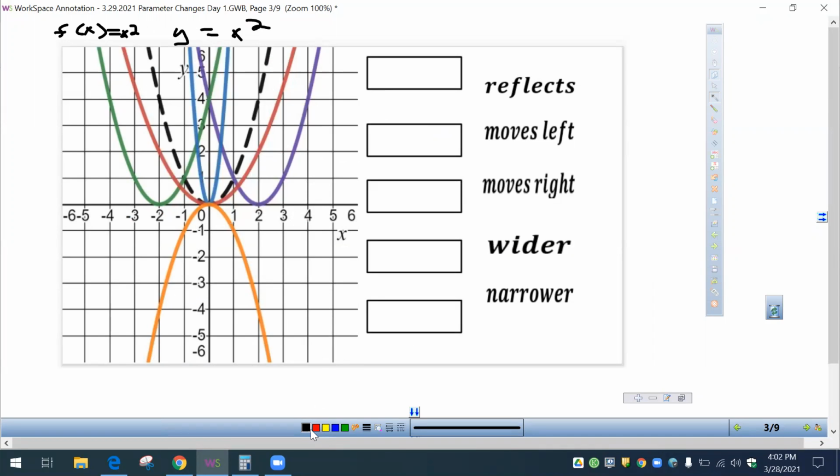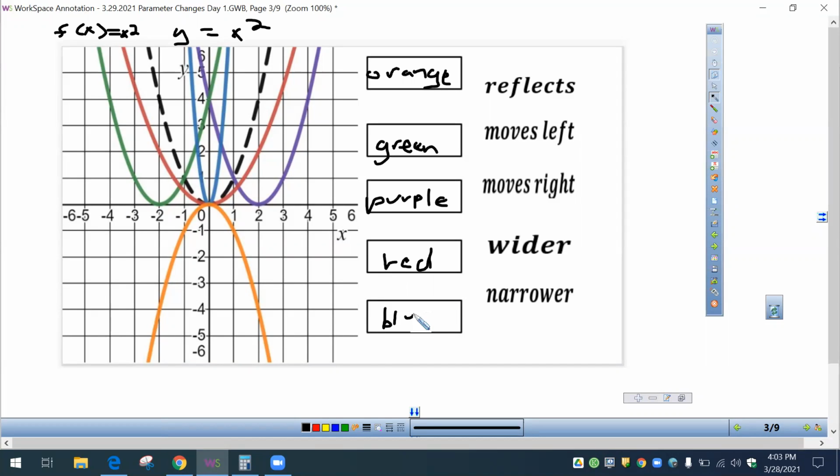In orange means that it reflects from the original one. If you graph the black one and then you get one like orange, that reflects. If it moves to the left, that's going to be the one in green. If it moves to the right, that's going to be the one in purple. All this is based on the original one, the dotted line, the parent function. If it gets wider, that means it gets bigger. That's in red. And if it gets narrower, it's going to be the one in blue. You're just typing those in.